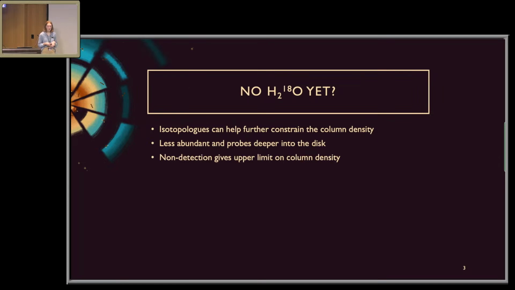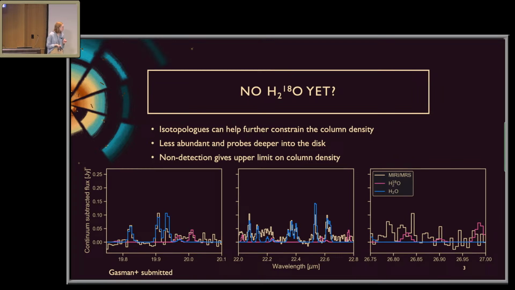However, as of this moment, we do not have any detections, but it does give us a nice upper limit on the column density. So here I have a zoom in of the spectrum of SZ98 again, and I'm showing the regular water in blue, and then the isotopolog in pink laid over on the MRS spectrum. And I think it's quite clear that the water detection is super nice and everything overlaps very well with the model, but our isotopolog isn't really detected. But if we figure out how strong or how weak the isotopolog has to be in terms of its column density to be buried into this noise, we can get a nice upper limit on column densities.